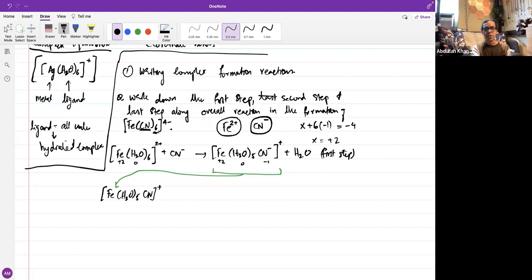Oh, by the way, I shouldn't mention that this thing has a minus charge. You never write the individual charges of the constituent parts of a complex. Just like when we write NaCl, we don't write Na plus Cl minus, right? No charges.